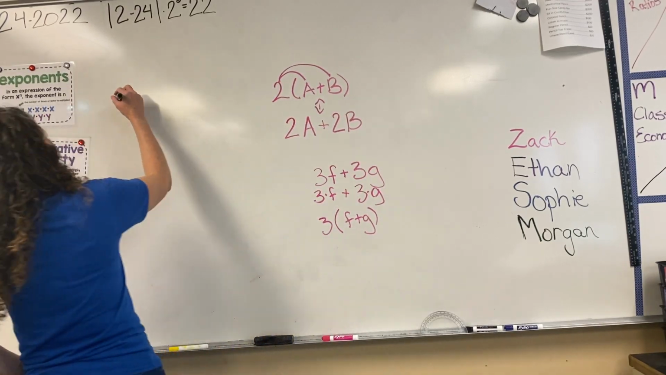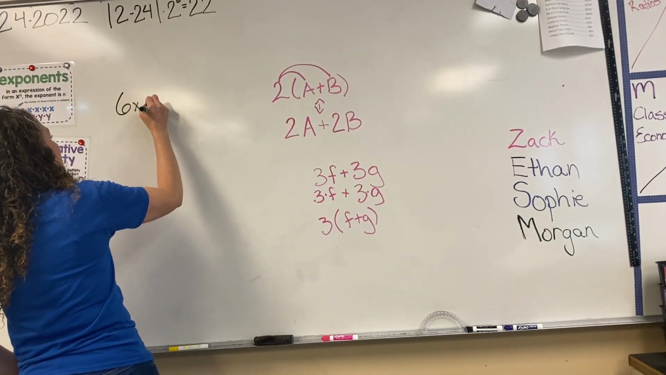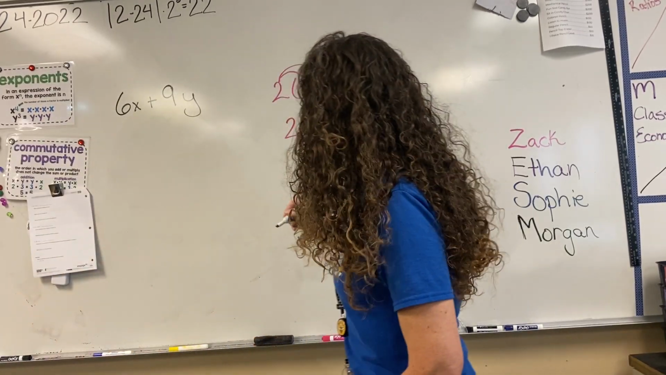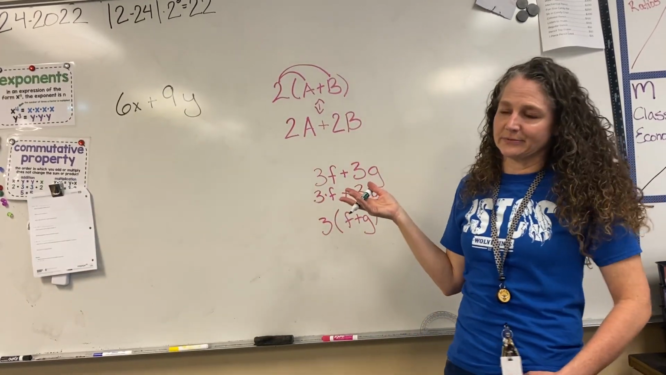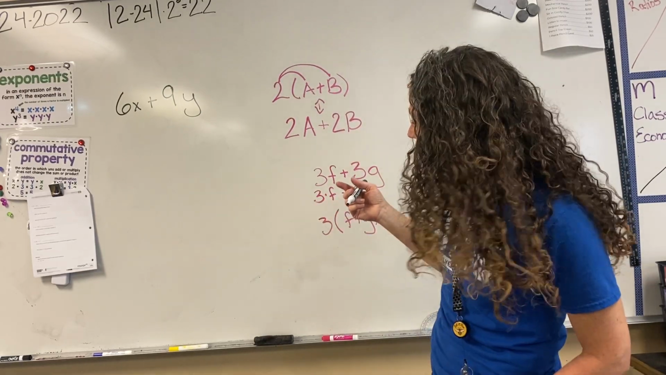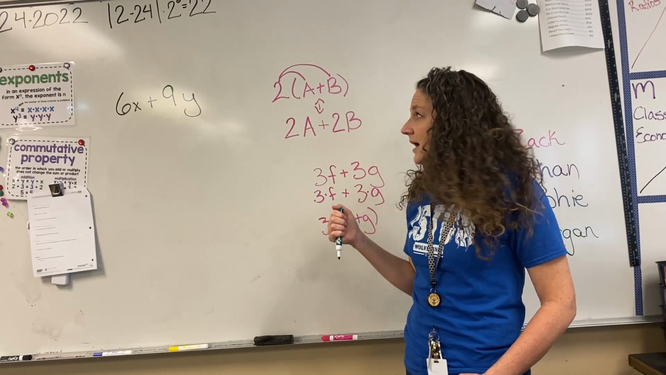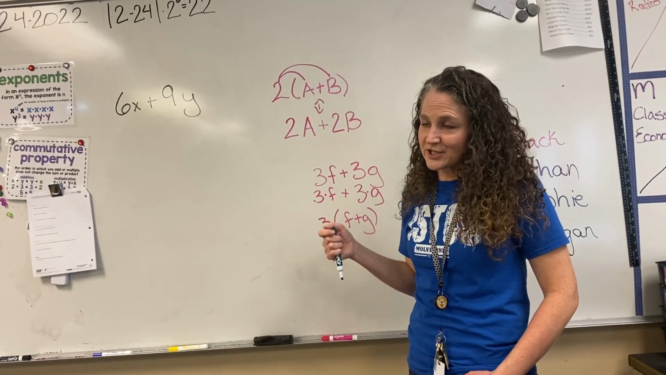All right. So we have 6x plus 9y. What is this expression asking us to do? I'm on number 2 on the next page. Add 6x and 9y.